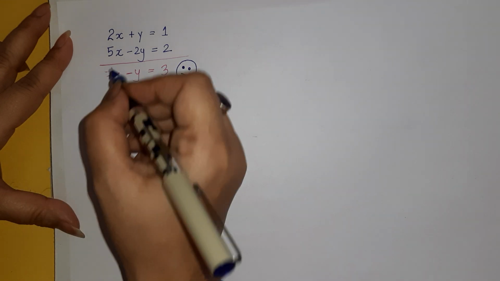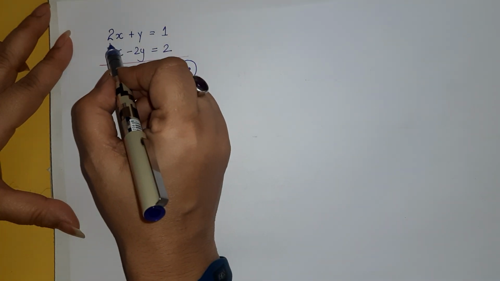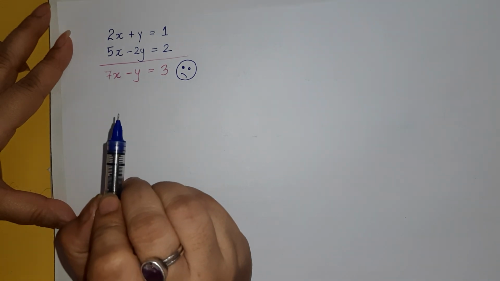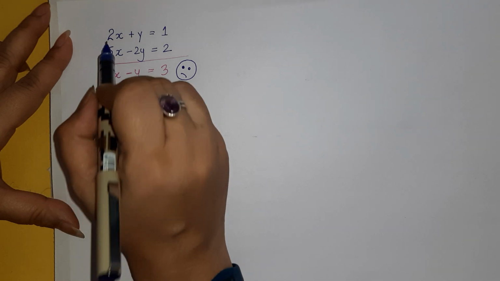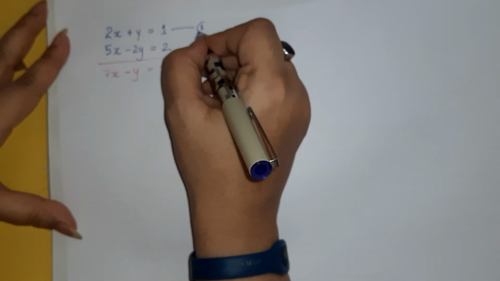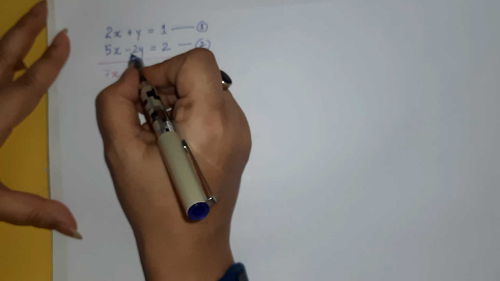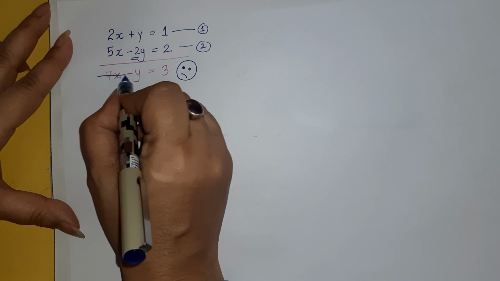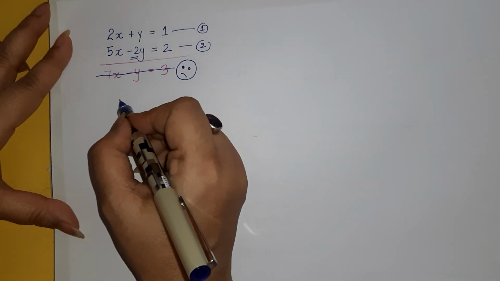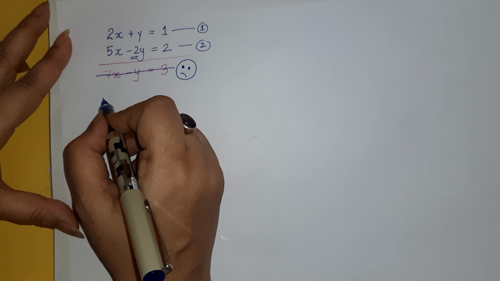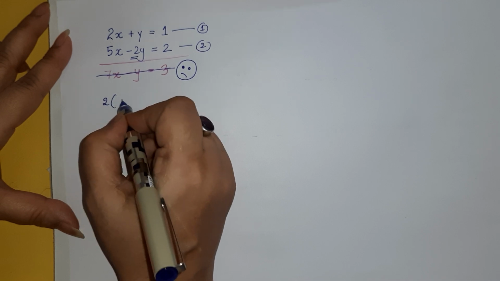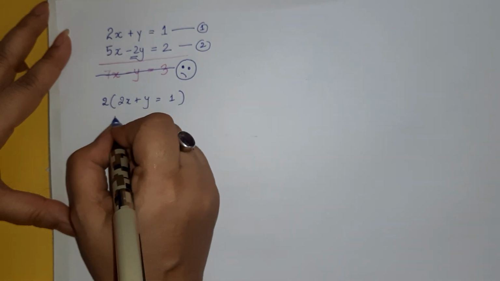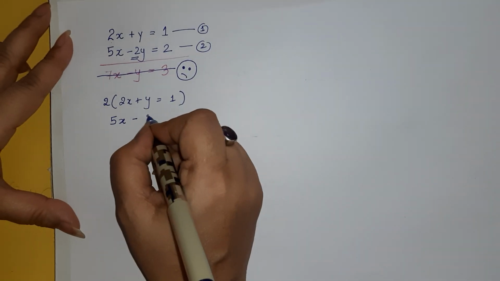We need to make the coefficients of either x or y equal. Then only we can cancel it. So what do we do here? We multiply equation number 1 by 2. So let us cancel this out and multiply equation number 1 by 2, and leave the second equation as it is.